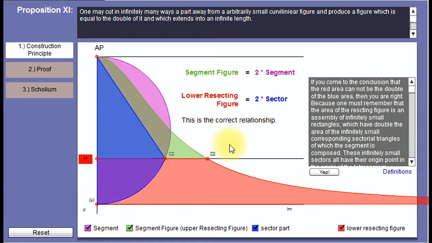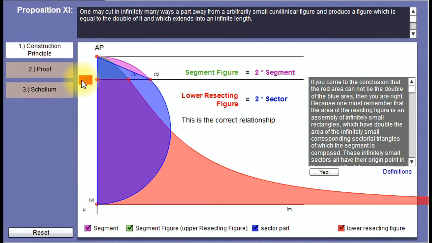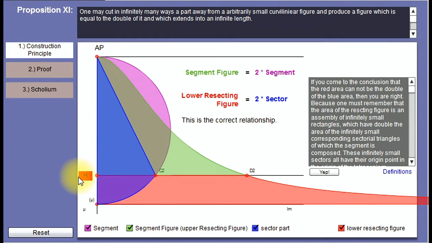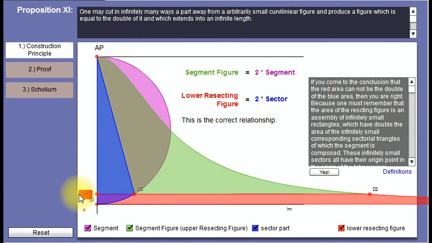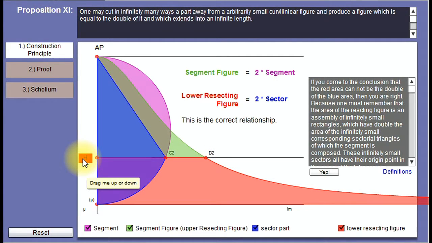He said that you can cut in infinitely many ways a part away from the semicircle and always create a figure which is double the size of the cutaway part from the semicircle.